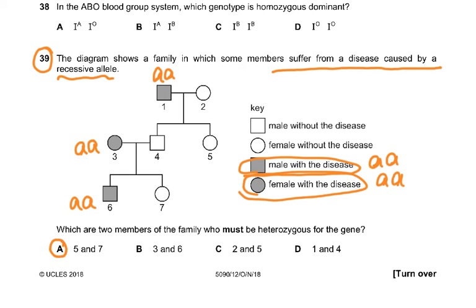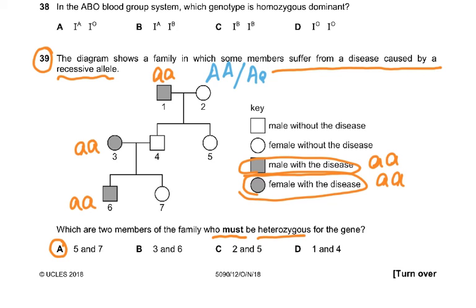Which are the two members of the family who must be heterozygous for the gene? So heterozygous means what? This means 2 doesn't have the disease. So 2 doesn't have the disease. What is 2 got to be? 2 has got to be this or this, right? So who have to be heterozygous?